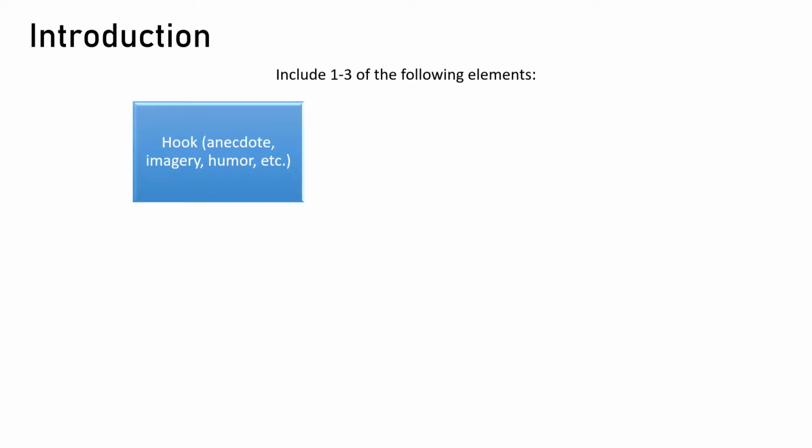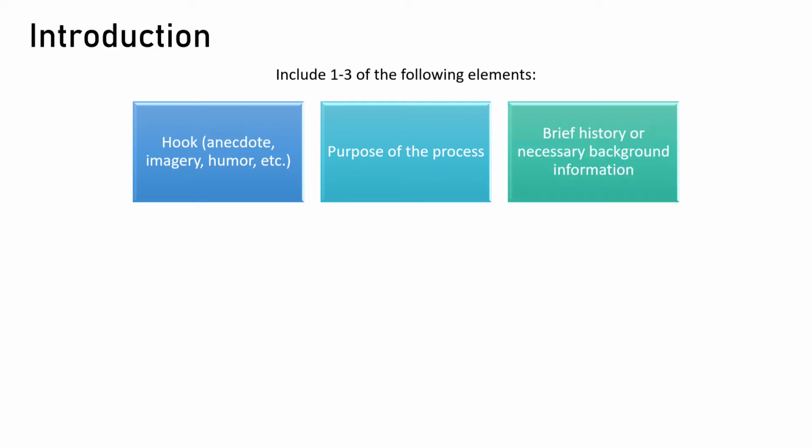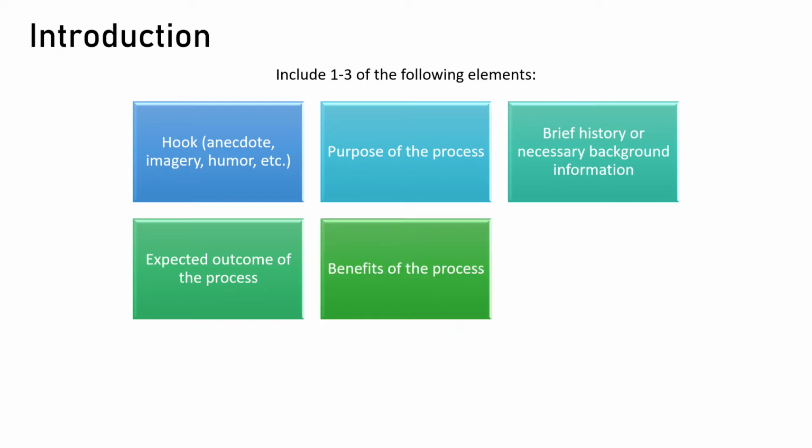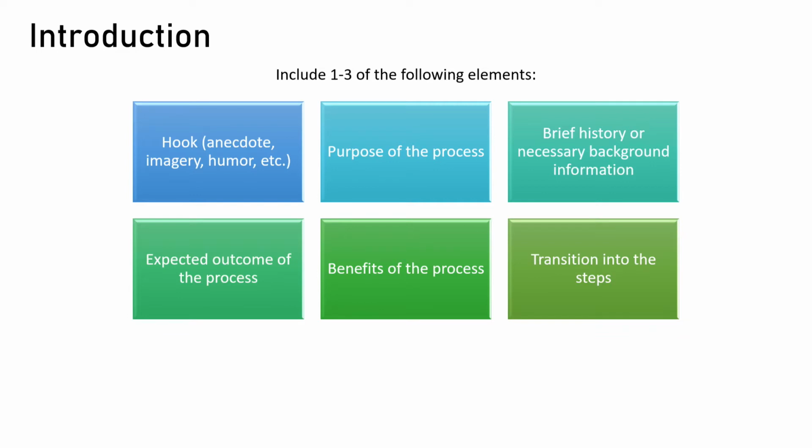For your introduction, you should include 1 to 3 of the following elements. A hook, such as an anecdote, imagery, humor, or anything else to draw the reader in initially. The purpose of the process, a brief history or necessary background information, the expected outcome of the process, benefits of the process, and a transition into the steps or the instructions that you are going to detail in your essay. You can even combine some of these elements.